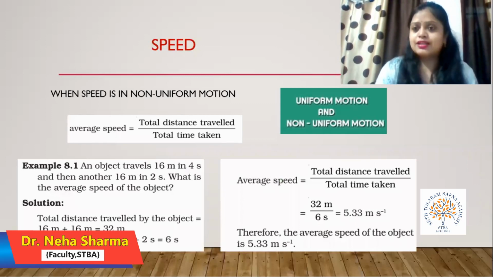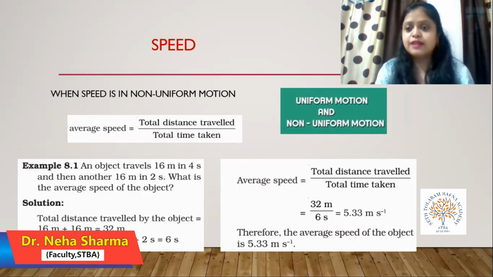So in the last class we defined uniform motion and non-uniform motion. We defined uniform motion as any type of motion in which equal distance is covered in equal intervals of time, right? And non-uniform motion we defined as motion in which unequal distance is covered in equal intervals of time. So uniform motion is an ideal type of case, and non-uniform motion is a realistic and practical type of case, right?